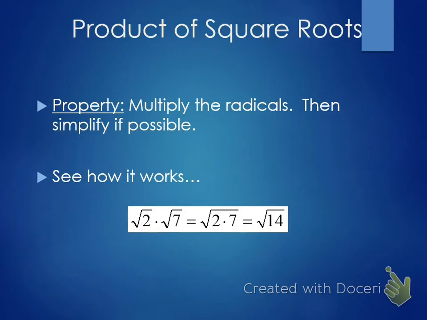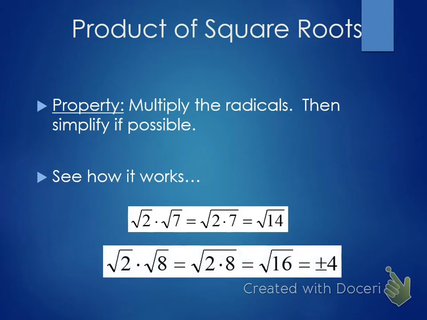So this time they were taking the square root of 2 times the square root of 7. That was the original problem. To do that, they multiplied the 2 and the 7. They got the square root of 14. Of course, that doesn't simplify, so it just gets left alone.